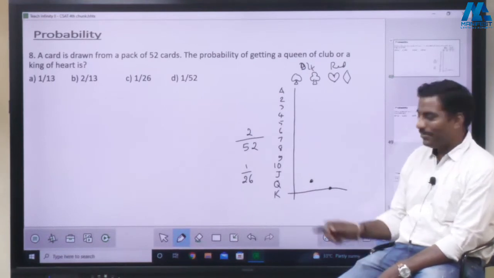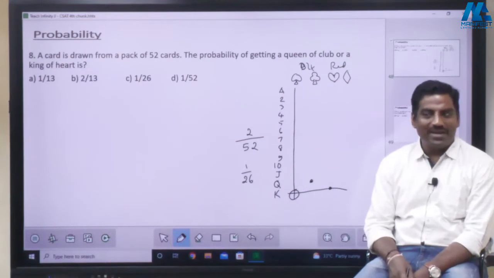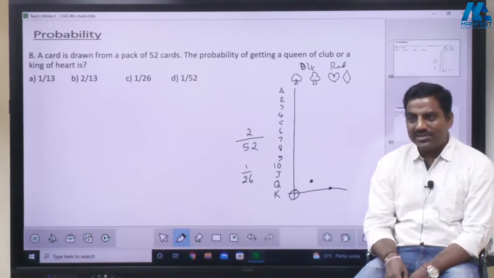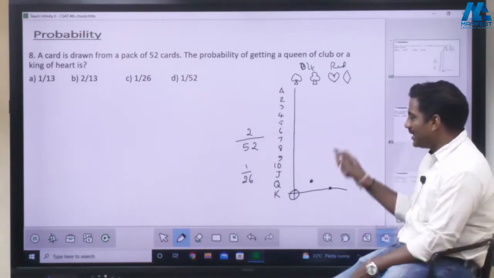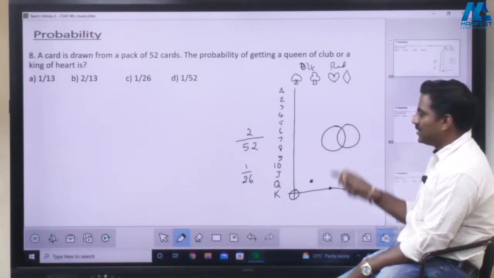Why 16? Because this king of spade has to be counted once, either under spades or under kings. We should not count them double. Or you can take it like this: these are kings and these are spades.